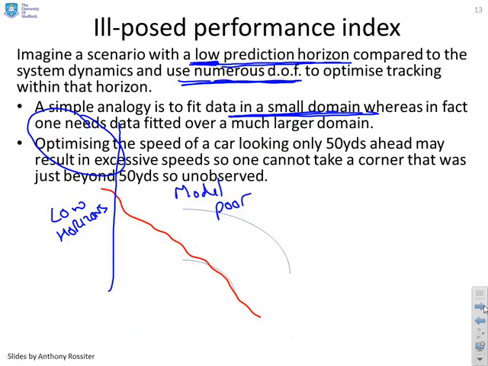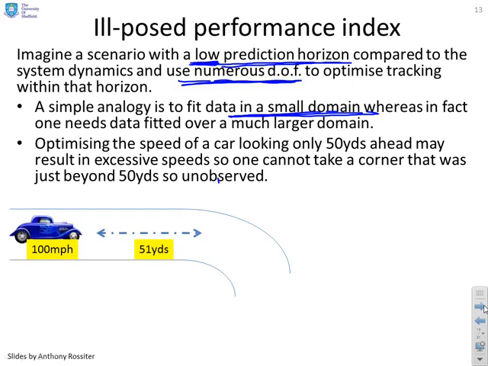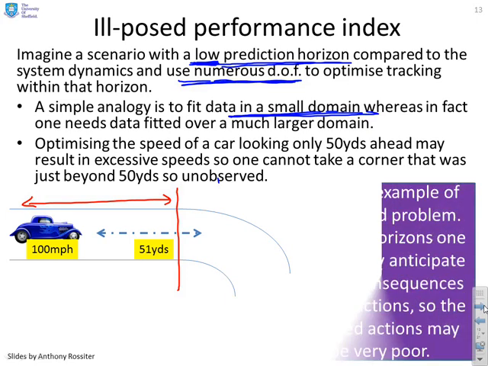And a similar example might be to optimize the speed of a car looking only, okay, you'll see 50 yards ahead, okay, and I'm driving quite fast, and there's a corner that's just beyond 50 yards. So here you are, you see I'm doing 100 miles an hour, and the corner's 51 yards ahead, but I'm only optimizing, here's the key thing, up to this point here, which is why I'm doing 100 miles an hour. I'm saying, yep, I can do 100 miles an hour, no errors, everything's fine. And I haven't seen the corner, which is 1 yard further beyond. So of course what's going to happen is I'm going to have problems.